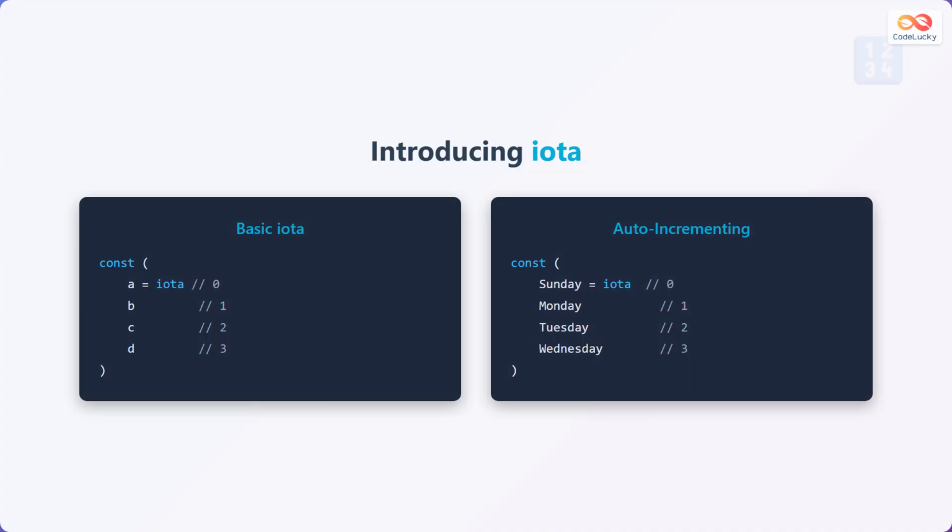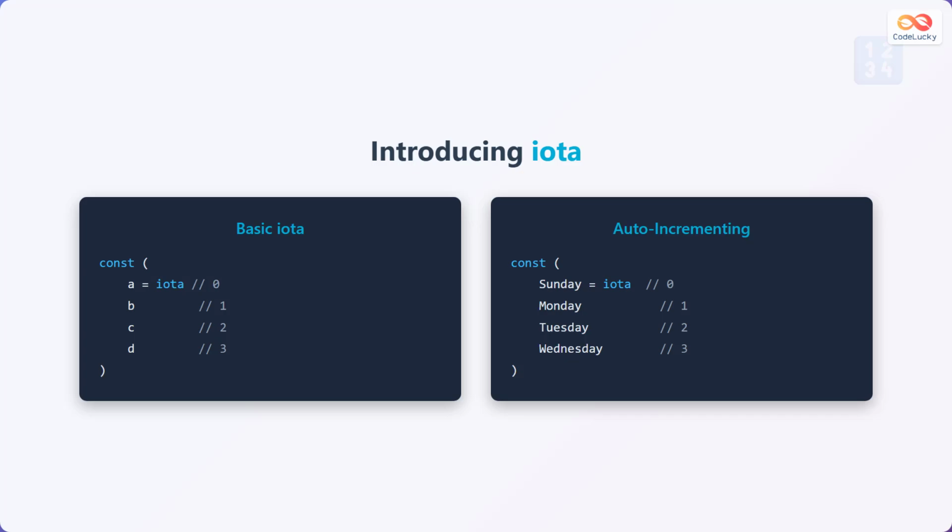Now let's talk about iota. Iota is a special constant generator that is used to create a series of related constants. It is particularly useful for creating enumerated types. Here's a basic example of iota. const ( a = iota, b, c, d ). In this case, a will be 0, b will be 1, c will be 2, and d will be 3. Iota automatically increments with each constant in the block. This makes it easy to create a sequence of increasing values.